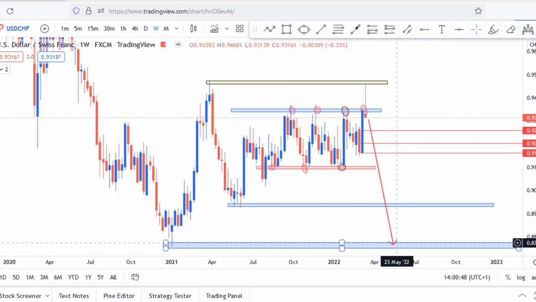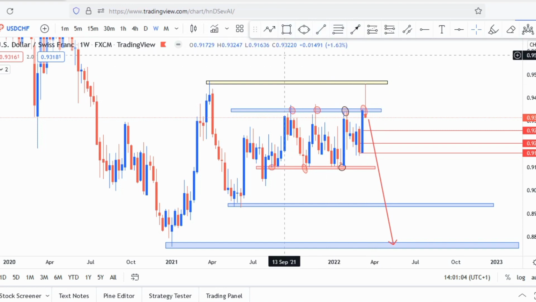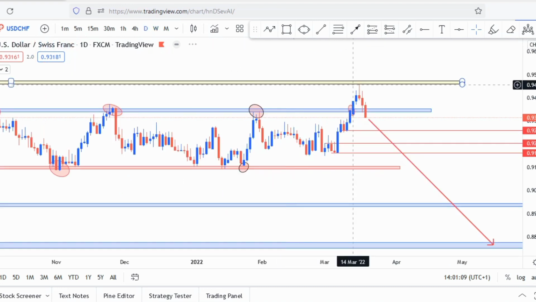It could be all the way down to this 0.87 area, or the 0.89 area as well. But all I know is this indicates that there is probably going to be a very massive sell. And if we go to the daily time frame, we can see what happened.